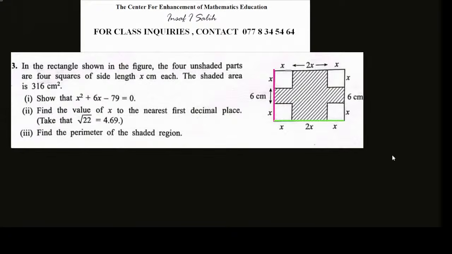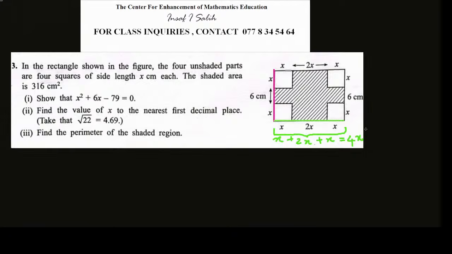Right. So what's the length of the rectangle here? What's the length of the rectangle? The entire thing is x plus 2x plus x. Altogether, we get 4x. The length is 4x.